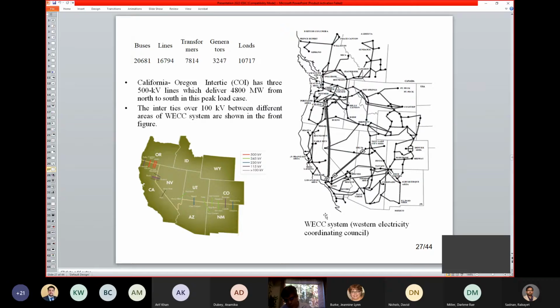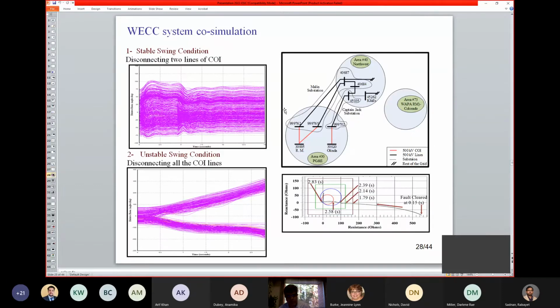We have done a co-simulation platform for the WECC system. That was a 20,000-plus bus system. And we have done many contingency analyses to see which one may lead to misoperation of the protection system. So we have done many scenarios. One of the scenarios that showed the weakness was some line between California and Oregon, or, if I'm not mistaken, one going to California.